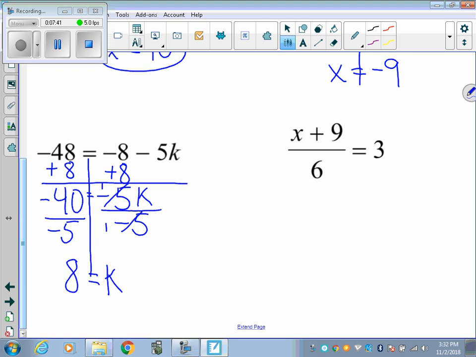So plug 8 in. 5 times 8 is 40. -8 minus 40 becomes -8 plus -40. Add, keep the sign, you get -48, it checks. And then here's that tricky one. We can't get rid of that 9, but it's addition. You said to get rid of that first.